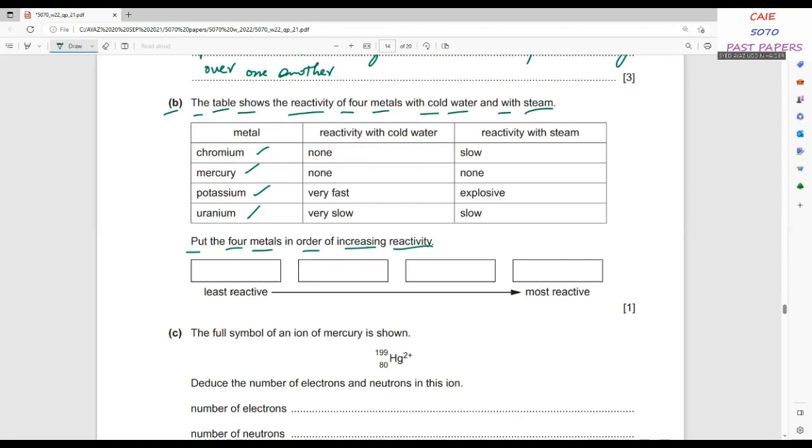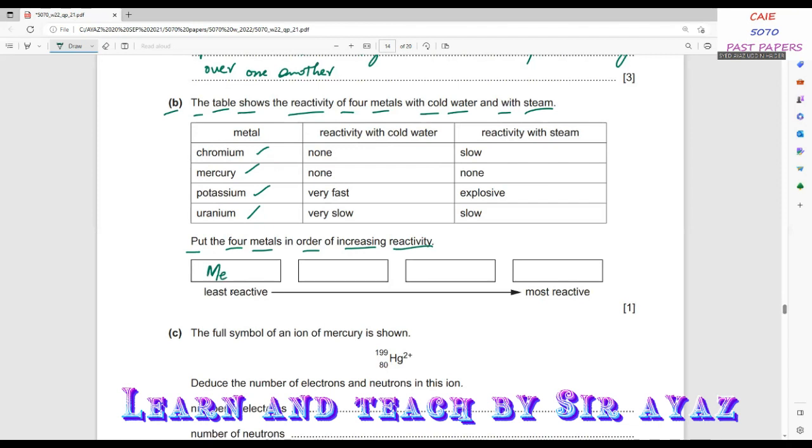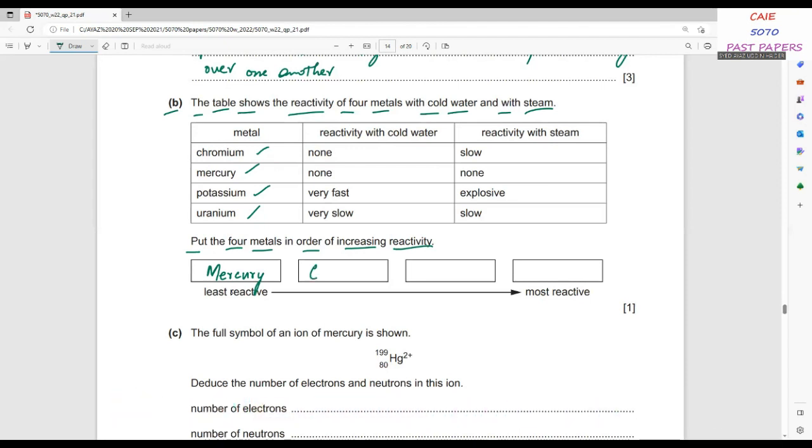So if you look at this table, mercury is the one that does not react either with cold water or with steam. So we'll start with mercury. The next one must be chromium, because it's reacting slowly with steam and it's not reacting with cold water. So you write chromium. Now we are left with potassium and uranium. Potassium is reacting very fast with cold water and explosively with steam. And uranium is reacting slowly with cold water and reacting slowly with steam. So you'll write uranium here. And the most reactive one will be potassium.